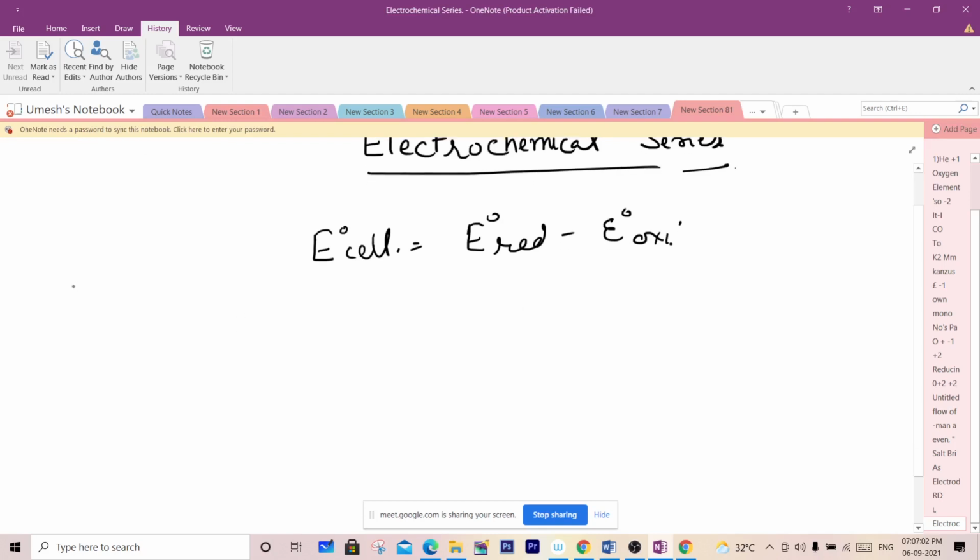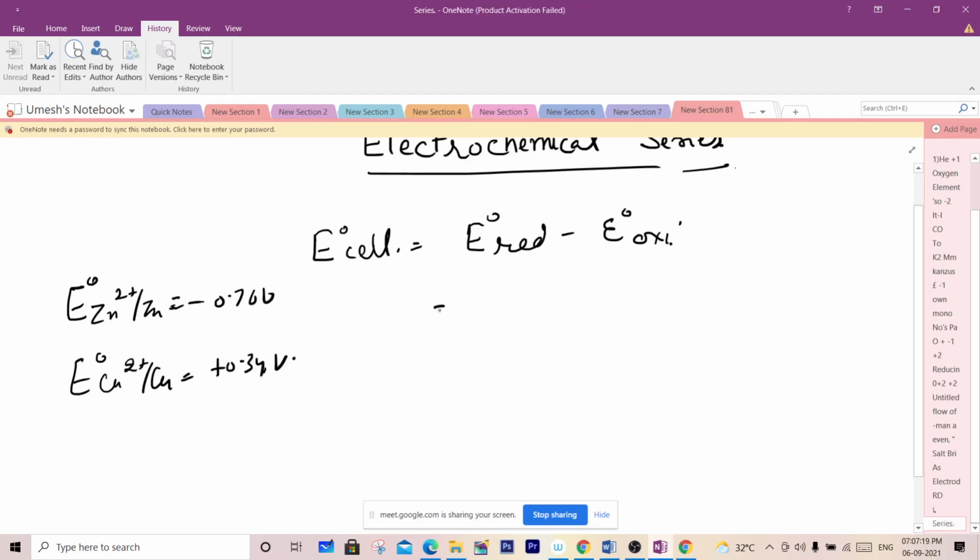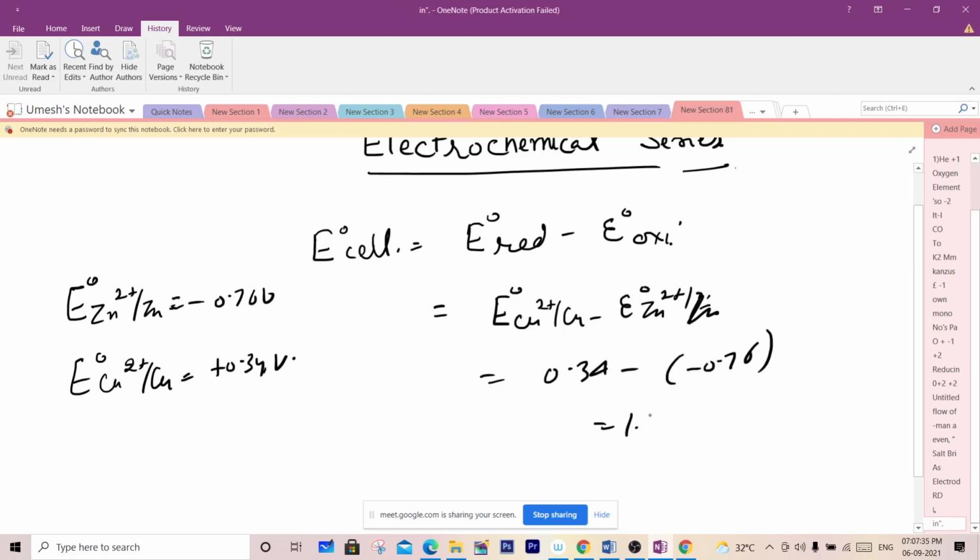Suppose I say the reduction potential of zinc is minus 0.76 volt. This value will be given to you. And the reduction potential of copper is positive 0.34 volt. This value will be given to you. Put here the reduction potential of copper minus zinc. Put here the value 0.34 minus (minus 0.76) volt, that is 1.10 volt.